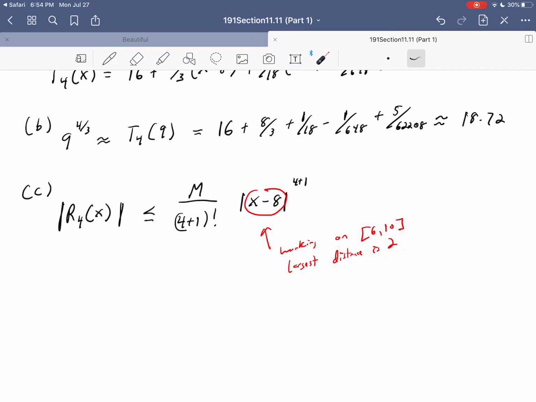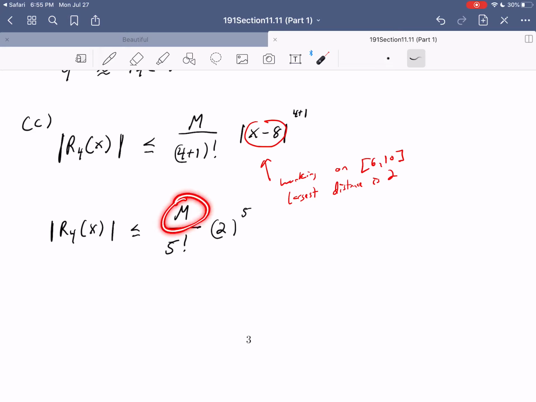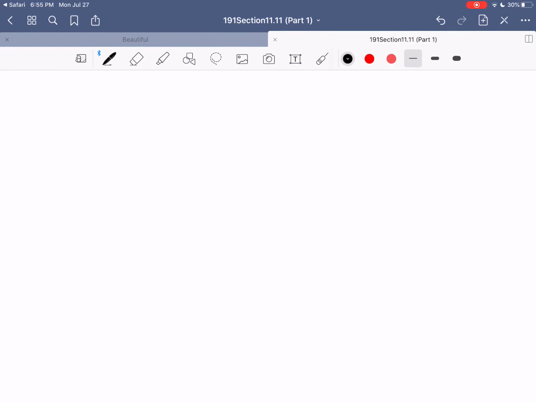Notice that this is basically a fancy way of saying the further you drift from your center, the worse your approximation is going to be. So we can now say that R4 of x in absolute value is going to be less than m over 5 factorial times 2 to the 5th. So we've got that right there. Now we need to determine that m. So let's go on to our next page here. So remember, m is going to be an upper bound on the absolute value of the k plus first derivative of x.